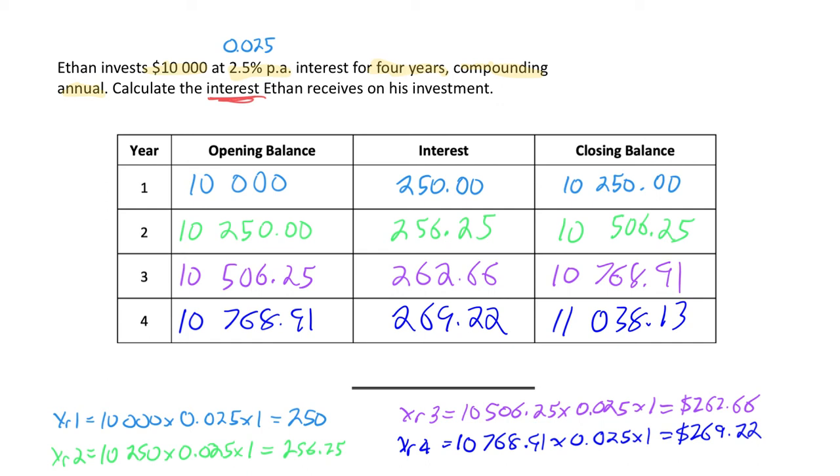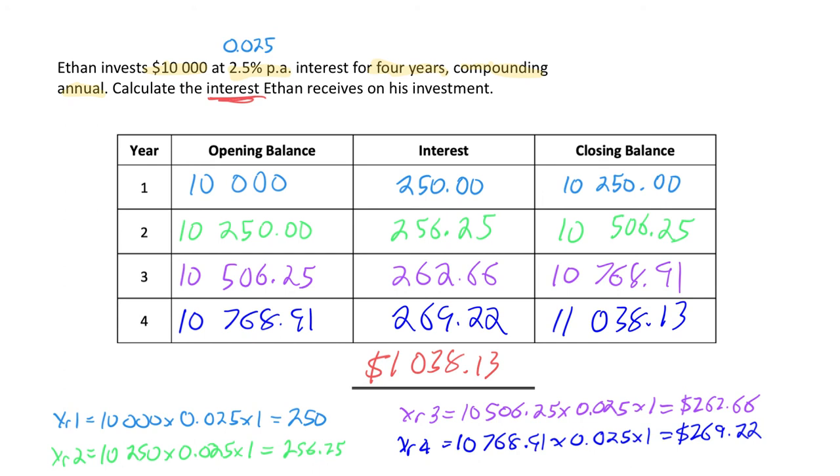So 250 plus $256.25 plus $262.66 plus $269.22. And over the 4 years, Ethan is earning $1,038.13. So a little check that we can do when we're doing our compound interest calculations this way is, is my interest amount increasing every year?